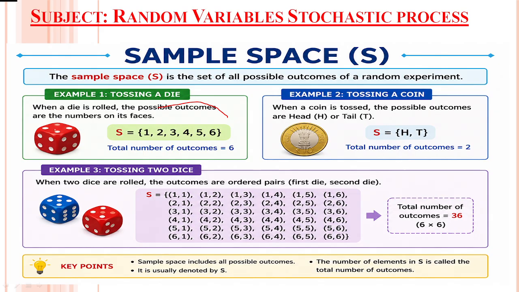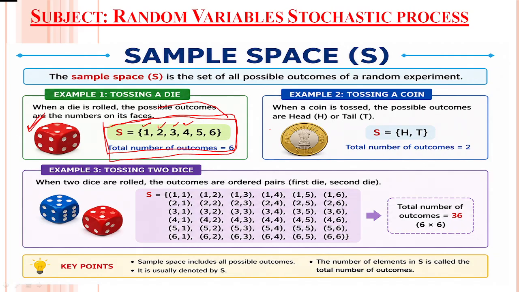For example, if you consider a die as an experiment, and if you roll a die, what are the total possible outcomes? You may get 1 or 2 or 3 or 4 or 5 or 6. So these are the outcomes. The set of all 6 possible outcomes is called a sample space.